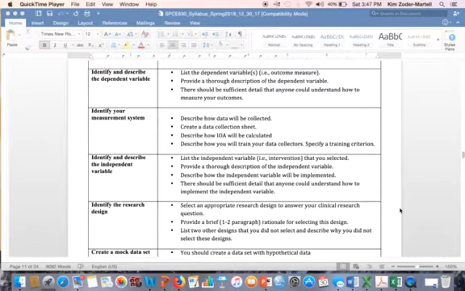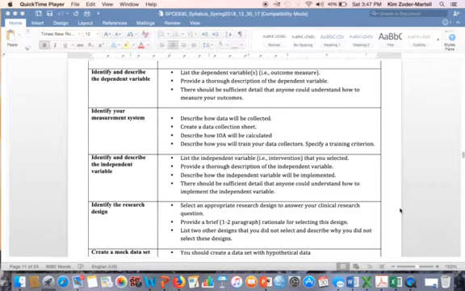Then you're going to identify your measurement system. So you should describe how your data will be collected. Will you be using momentary time sampling, partial interval recording, whole interval recording, frequency recording, duration recording? How are you going to collect your data?